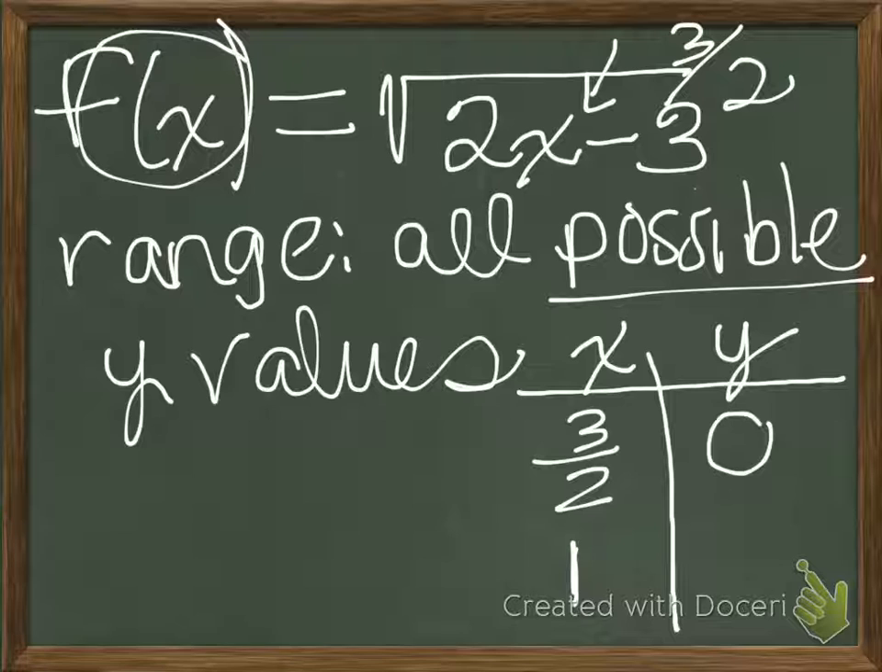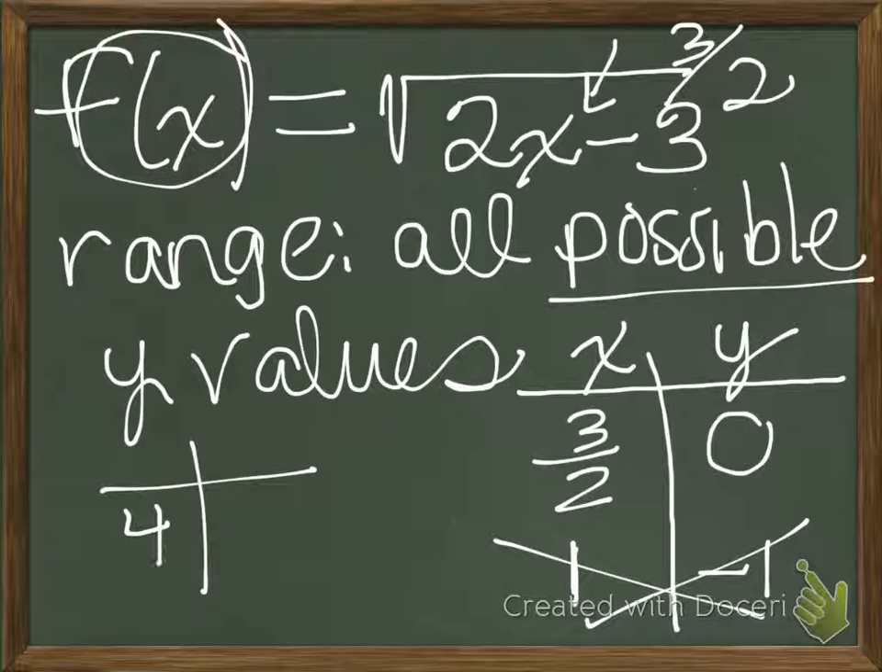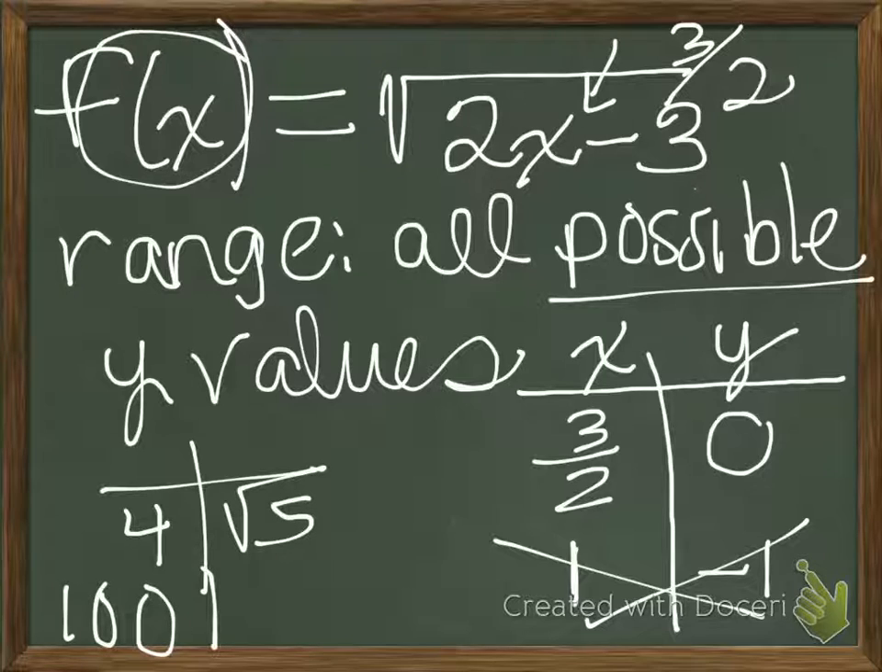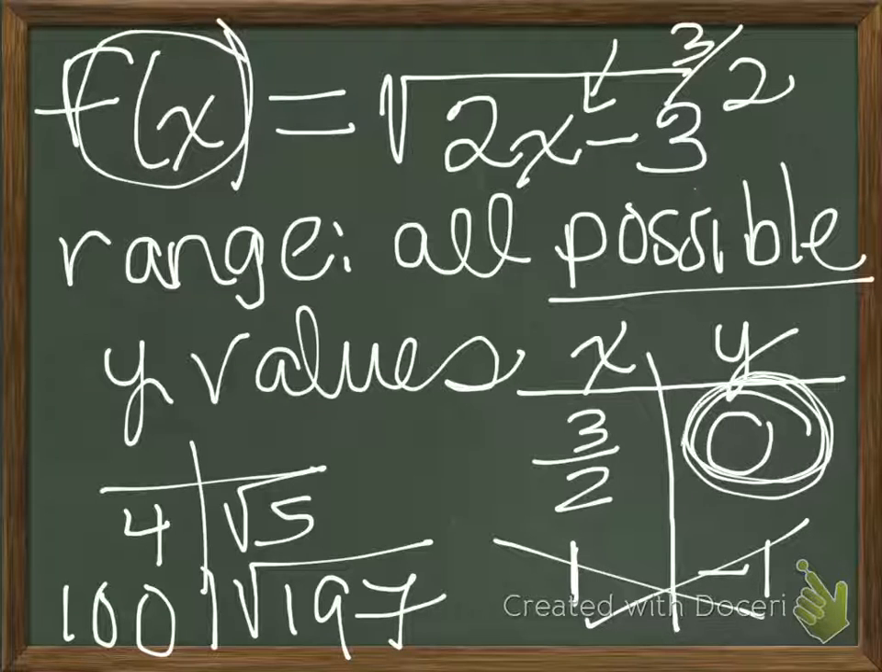notice I'm going to have 2 minus 3. That's negative 1. That's undefined. So again, I'm never going to get a negative y value. But if x is 4, I'm going to get 8 minus 3, the square root of 5. If x is 100, I'm going to get 200 minus 3 and the square root of that, so the square root of 197. So I'm going to get all kinds of numbers, but the smallest number I'm going to get is 0 because this will never go negative.